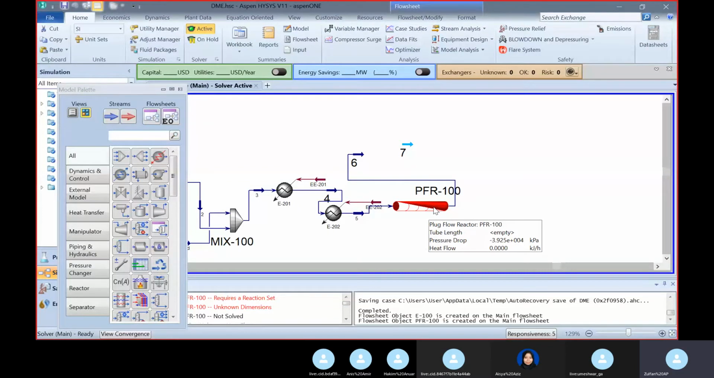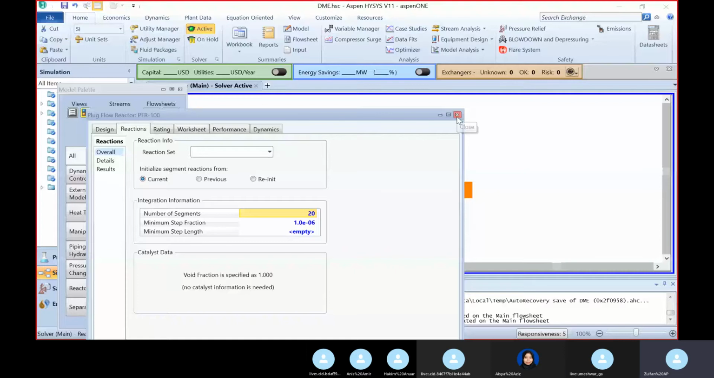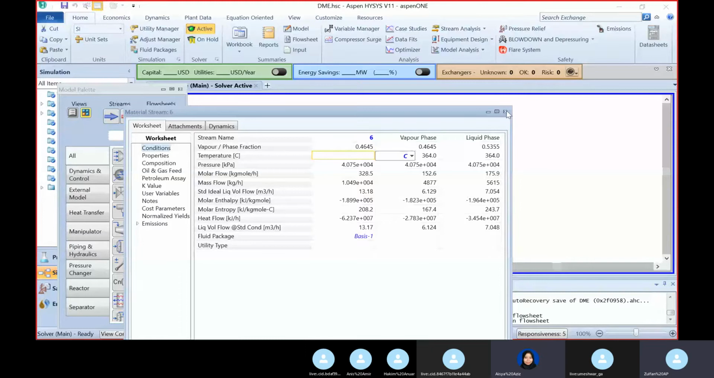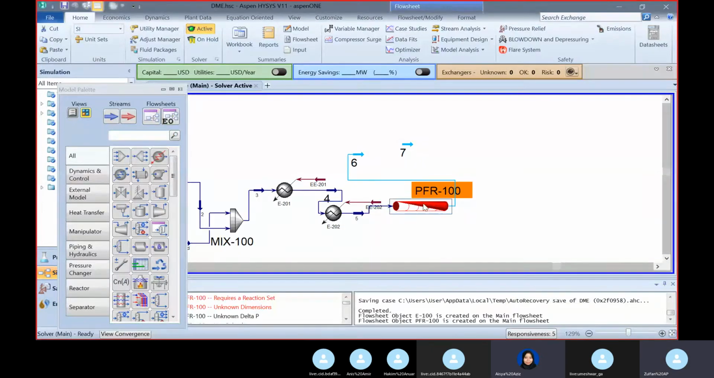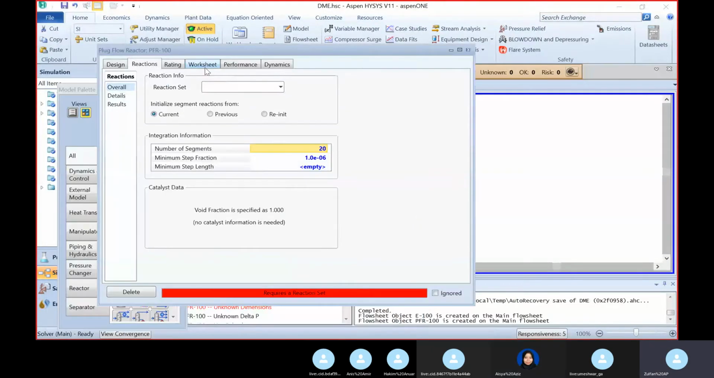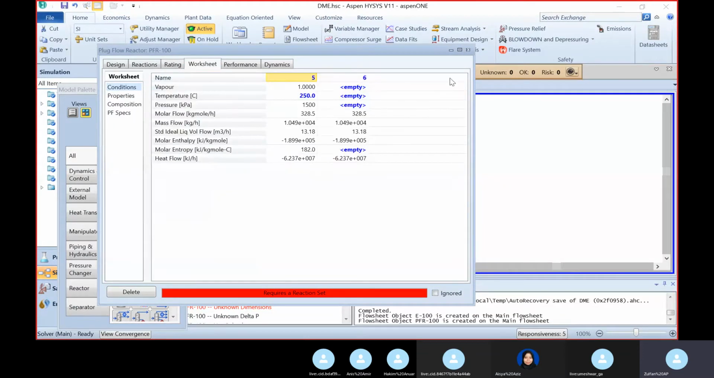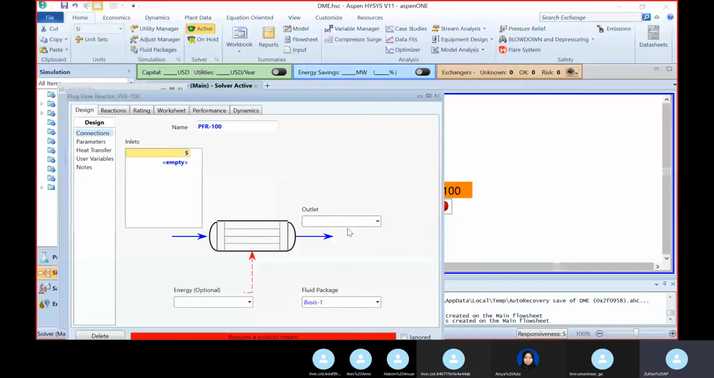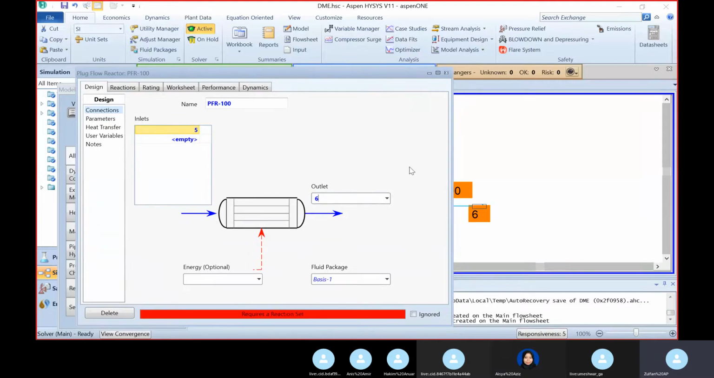Why is stream number 6 already blue? Have you specified something in stream number 6? We specified the temperature. Remove. So we don't specify anything for the output stream. Output stream is always calculated. So we have specified the inlet. Oh no, the inlet is calculated. Now we are going to specify something in the calculation block.